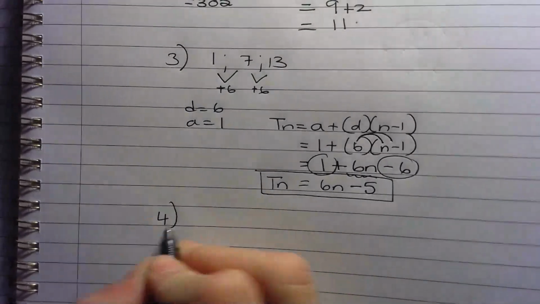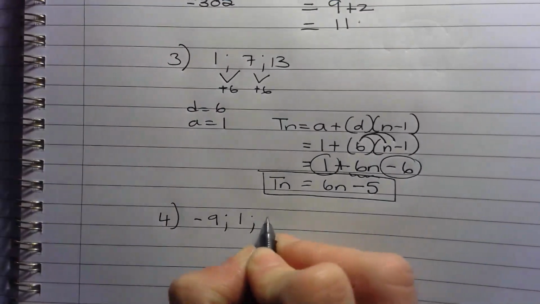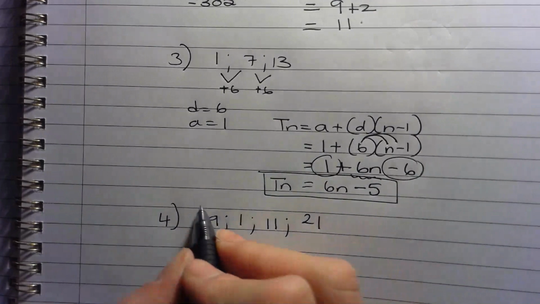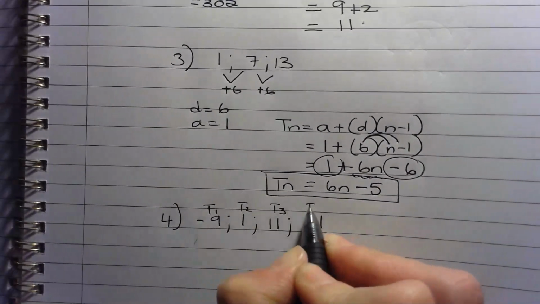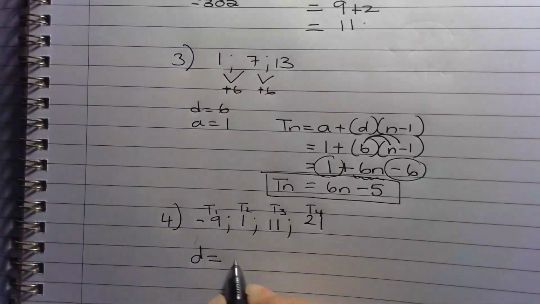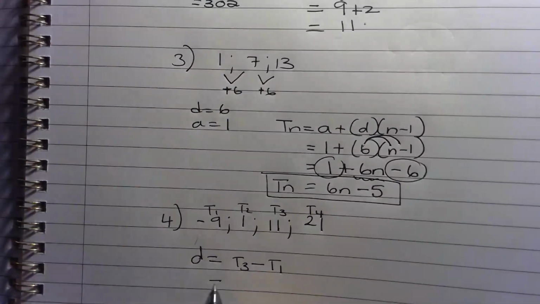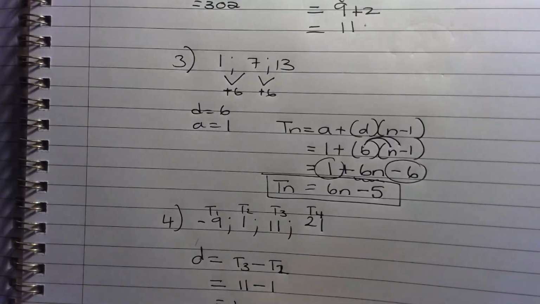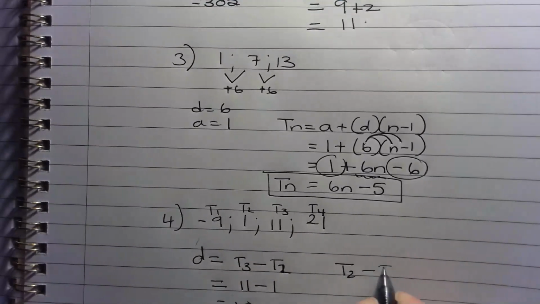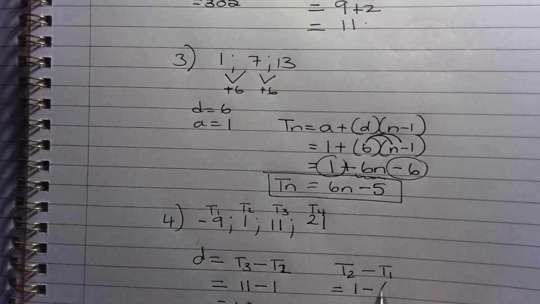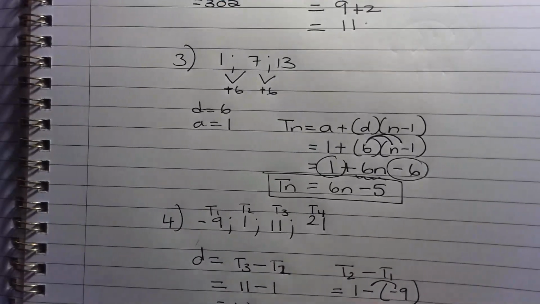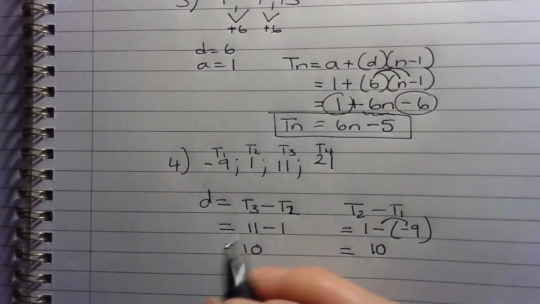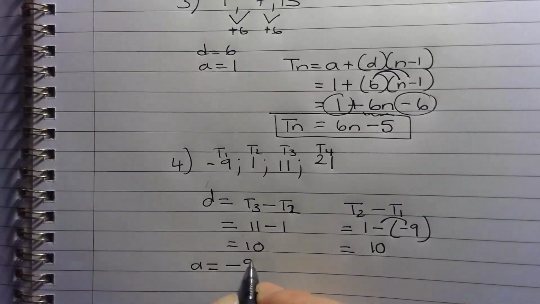Alright, number 4. Negative 9, 1, 11, 21. So now with this one, if you're a bit nervous of the negative numbers, you can take any of the terms and work with them for your difference. So you can say T3 minus T2. 11 minus 1 is 10. If you did T2 minus T1, it would have been 1 minus a negative 9, which becomes 1 plus 9, which is 10. So my difference is 10. My a value is negative 9.